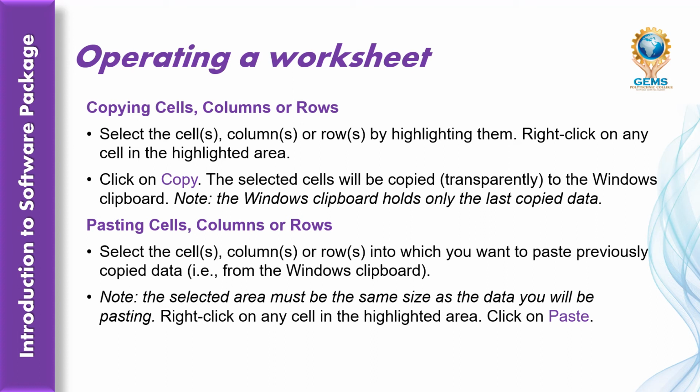Note that the Windows clipboard always holds only the last copied data. Select the cells, columns or rows into which you want to paste the previously copied data from the Windows clipboard. Note that the selected area must be the same size as the data you will be pasting. Right click on any cell in the highlighted area. Then you can click on Paste.